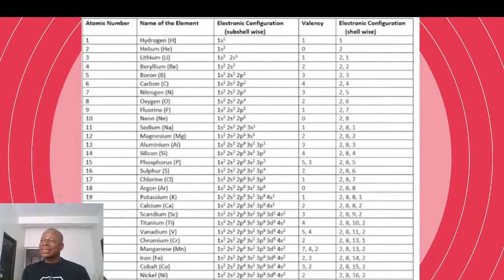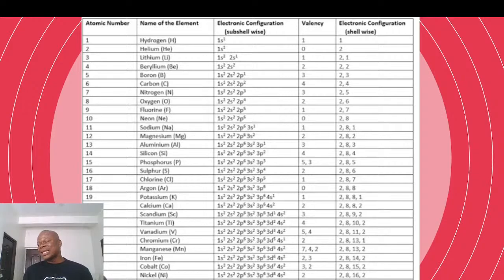Then if you look at its subshell, you have 1s2, 2s2, 2p6, 3s2, and 3p5. If you sum them up, that is 2 plus 2 plus 6 is 10, plus 2 is 12, plus 5 gives you 17. That is the atomic number of chlorine.